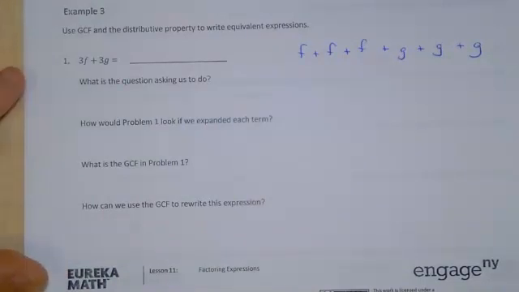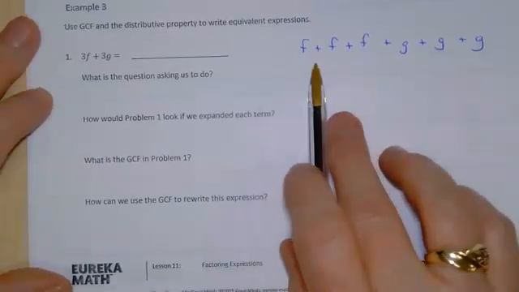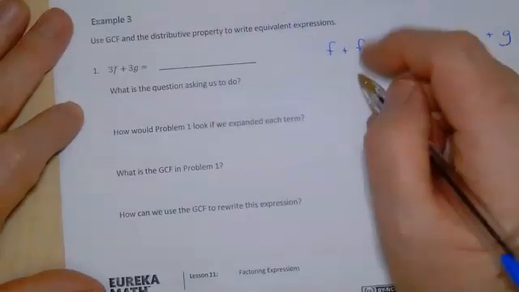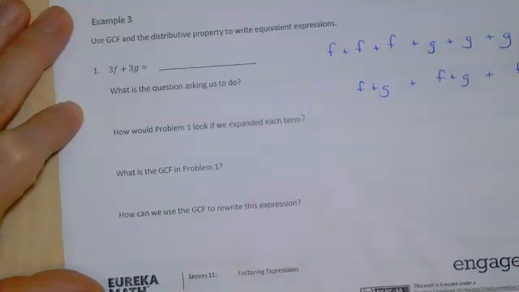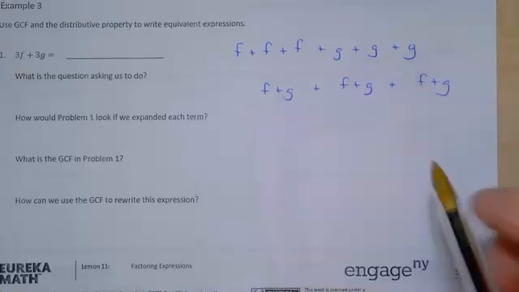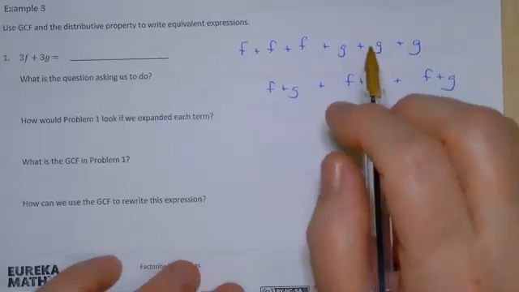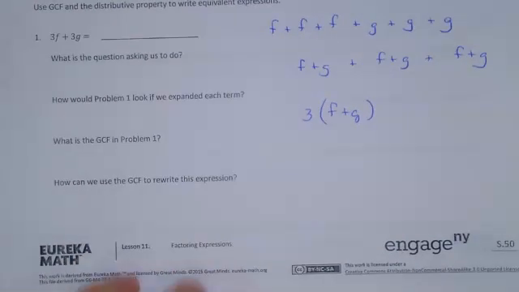Page 50. I know I'm skipping around, but I don't want you to have to do it. There's certain things I think we can skip around on. So I have 3 F's and 3 G's. Is that going to be equivalent? Yes. I heard that. I have F plus G 3 times. So far, is it making sense?